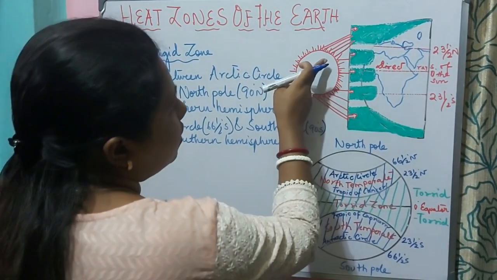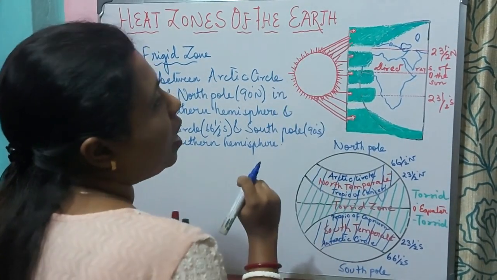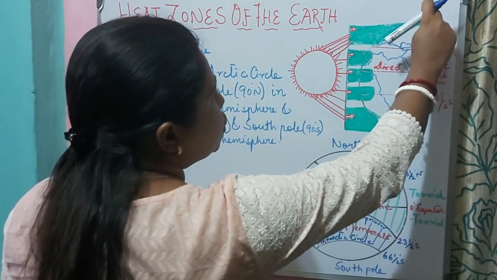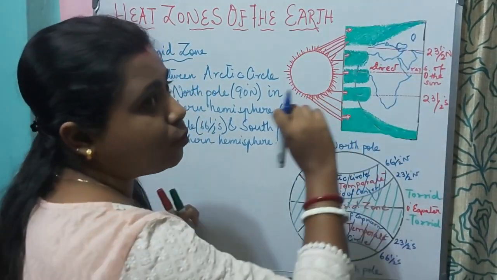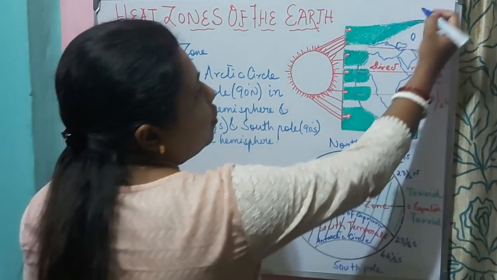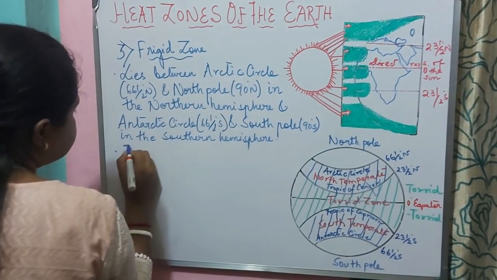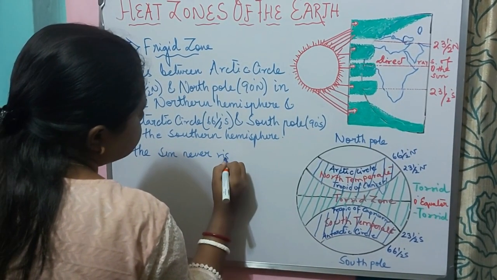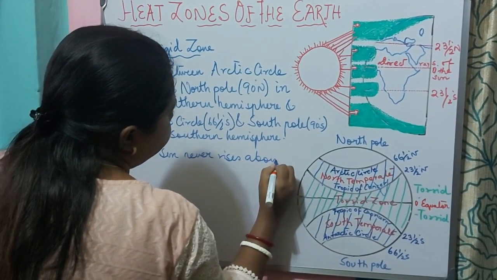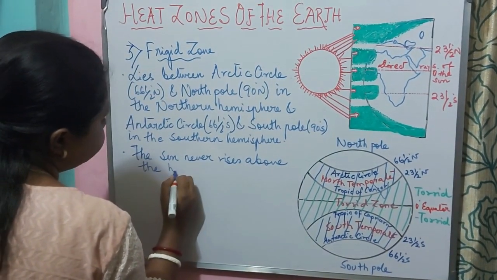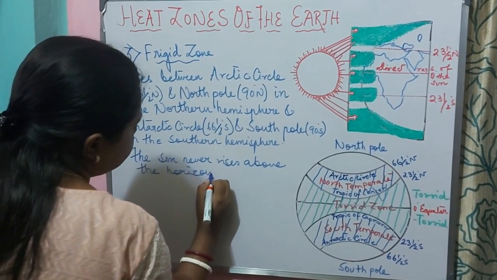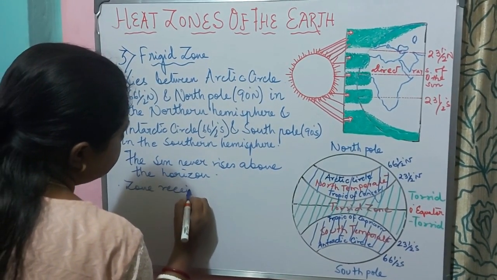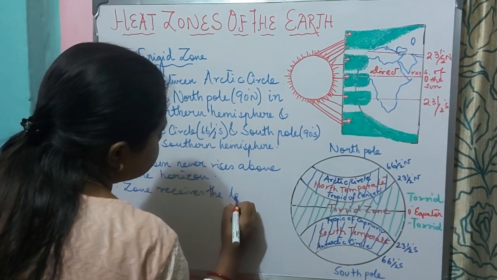Here, the sun never rises above the horizon. So you can understand that the rays that reach the poles are the least. So least amount of sun rays reaches the pole. So the sun never rises above the horizon. This zone receives the least amount of sunlight.